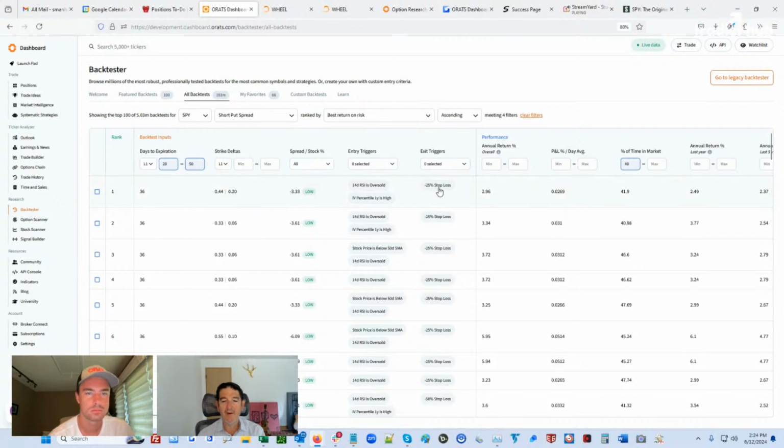So this is a 25. This is somewhat similar. 25%. They just have a stop loss. Mostly 25% stop losses. That's interesting. Yeah, those are the best ones. So let's try that.